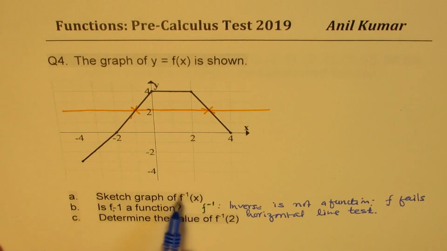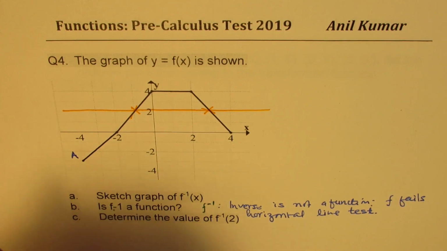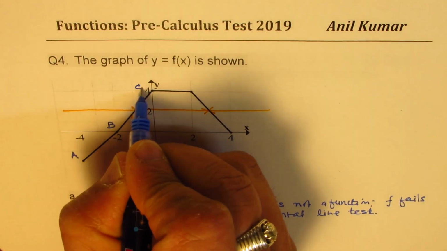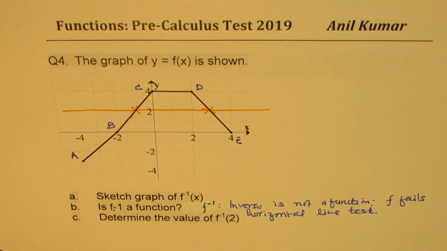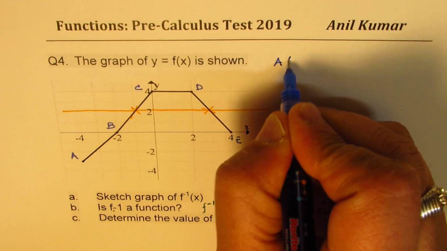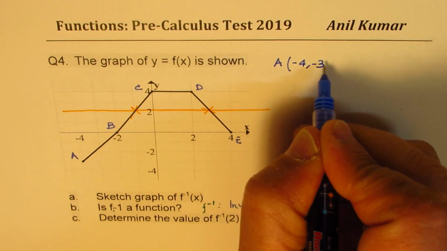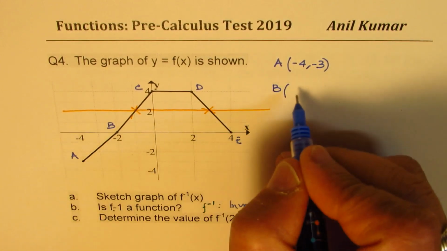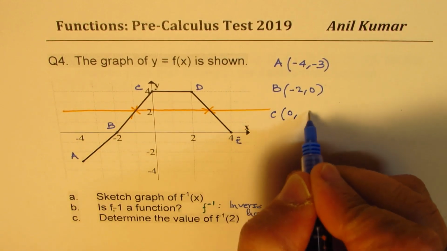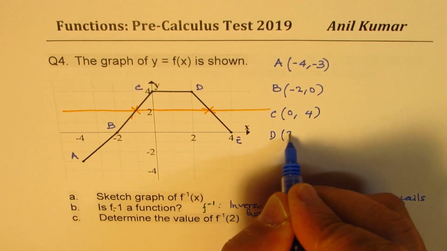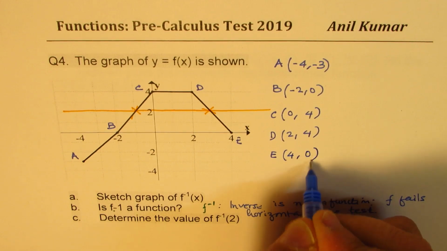Now to sketch the inverse of a function, I will suggest that you mark points, right? So these are critical points, A, B, C, D, and E. So let's write down the coordinates of these points, right? So for A, the coordinates are minus 4, minus 3. For B, the coordinates are minus 2, 0. For C, the coordinates are 0, 4. For D, the coordinates are 2, 4. For E, the coordinates are 4, 0, right?